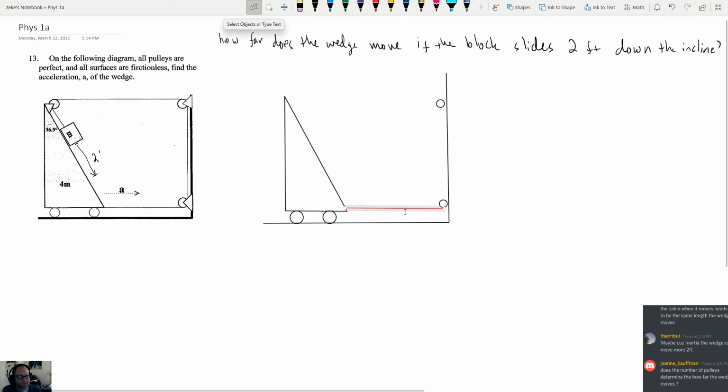Does the number of pulleys determine how far the wedge moves? It's related to the number of pulleys, yeah. Maybe you could imagine what would happen if this whole thing... There's a rope right here, right? It's one rope. It's attached to the bottom and it's attached to the top. So I would say it's not so much the number of pulleys. Well, maybe it's related to the number of pulleys. But think about this rope right here. What has to happen? If this one moves down 2 feet, where does that rope come from?